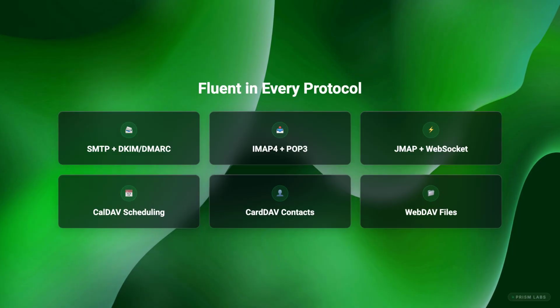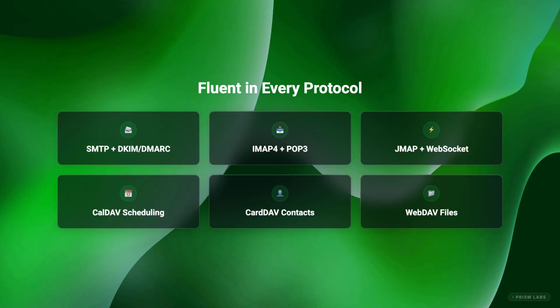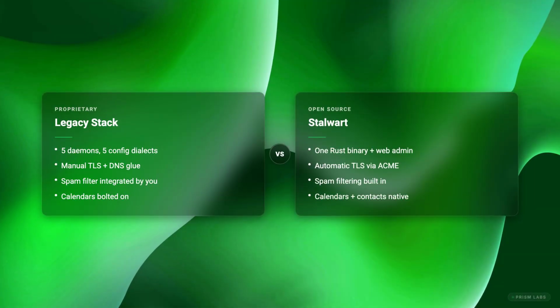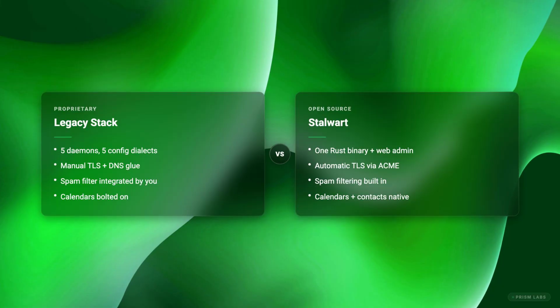That JMAP support deserves a special mention. Most legacy stacks will never get it, because retrofitting a JSON protocol onto Dovecot isn't anyone's idea of fun. Here it ships in the same binary as everything else, which quietly future-proofs the whole install. Put the 2 worlds side by side, and the operational math is stark. The legacy stack is 5 services, 5 config dialects, and 5 upgrade schedules, where adding calendar invites or fixing spam scoring means integrating yet another project.